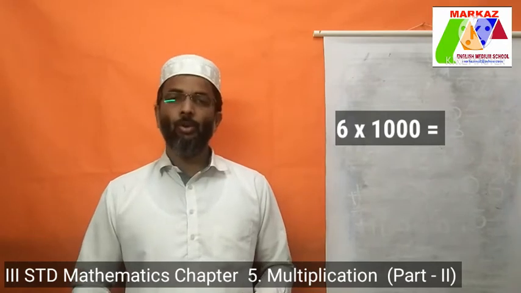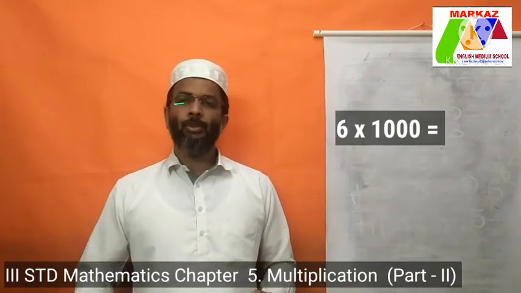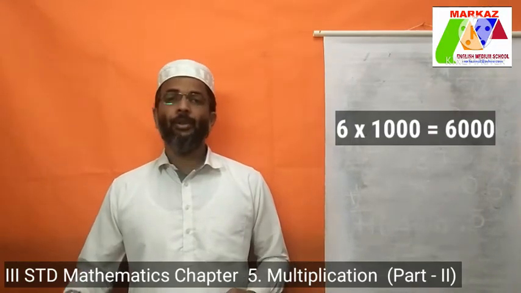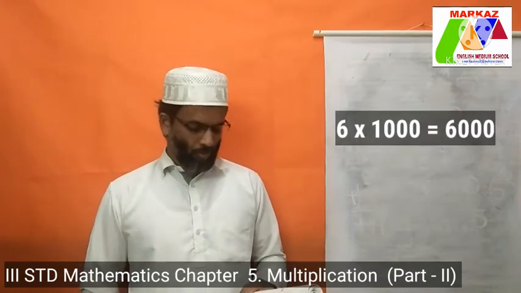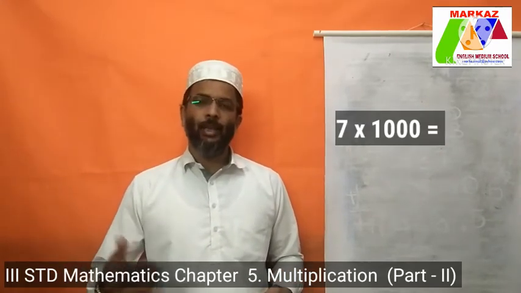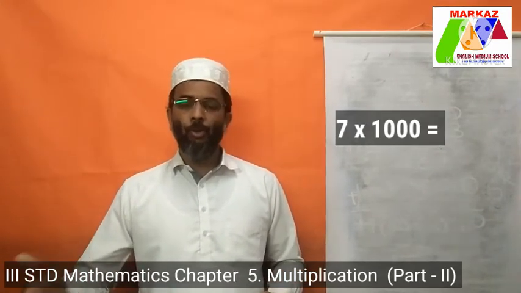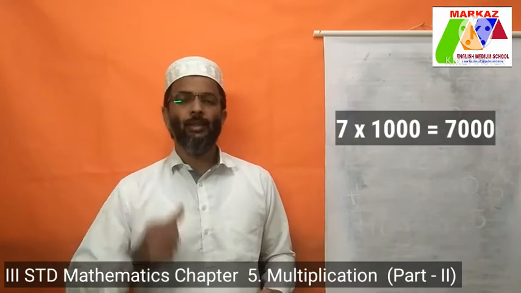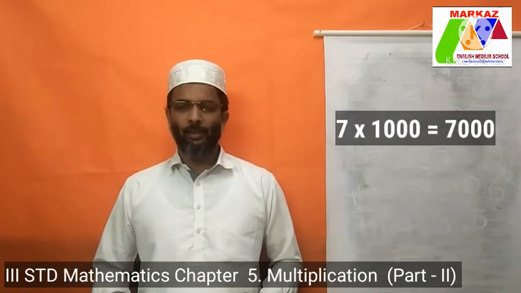E. 6 into 1000. 6 times 1 is 6. Then write 3 zeros after 6. Answer is 6000. Next, G. 7 into 1000. The same step, multiply 7 into 1. Answer is 7. Then write 3 zeros after 7. So answer is 7000. Okay.